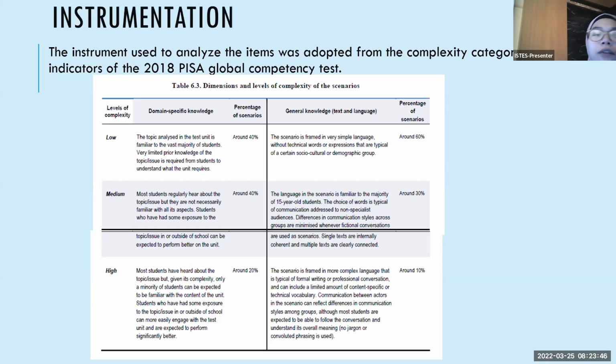So, for example, in these instruments, low is around 40%, medium around 40%, and high around 20%. And we compare this with the science items in the textbook that is usually used by teachers in Indonesia. Every category has a descriptor. So this descriptor we use to analyze the science test items in the textbook.